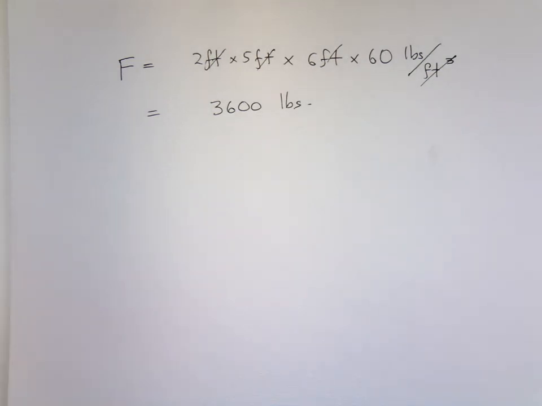Now that's pretty simple. 60 pounds per cubic foot is the density of water, approximately. It's really 62.4. And salt water would be a little bit denser. And that's what we're going to do.